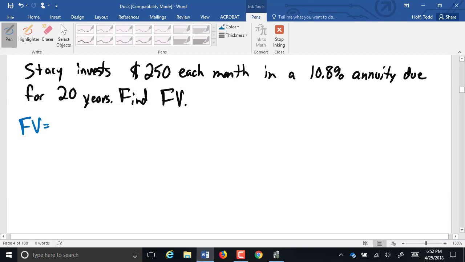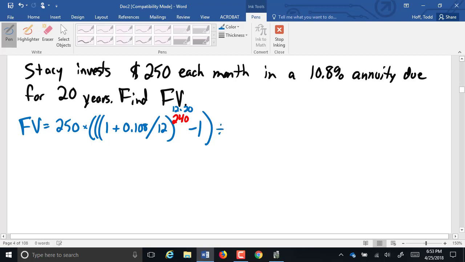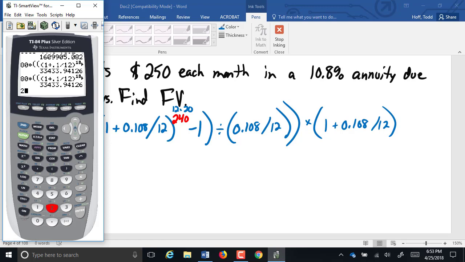So I'm going to write down the formula here as you guys are finishing punching it in. The future value is going to be that $250 payment times 1, 2, 3 parentheses, 1 plus 0.108 divided by 12, because it's per month, close parentheses, to the power of 12 times 20, which is 240, minus 1, close parentheses, divided by open parentheses 0.108 divided by 12, close and close, that's just our ordinary annuity formula, times open parentheses 1 plus 0.108 divided by 12, close parentheses. So let's punch it in and see how you do it.